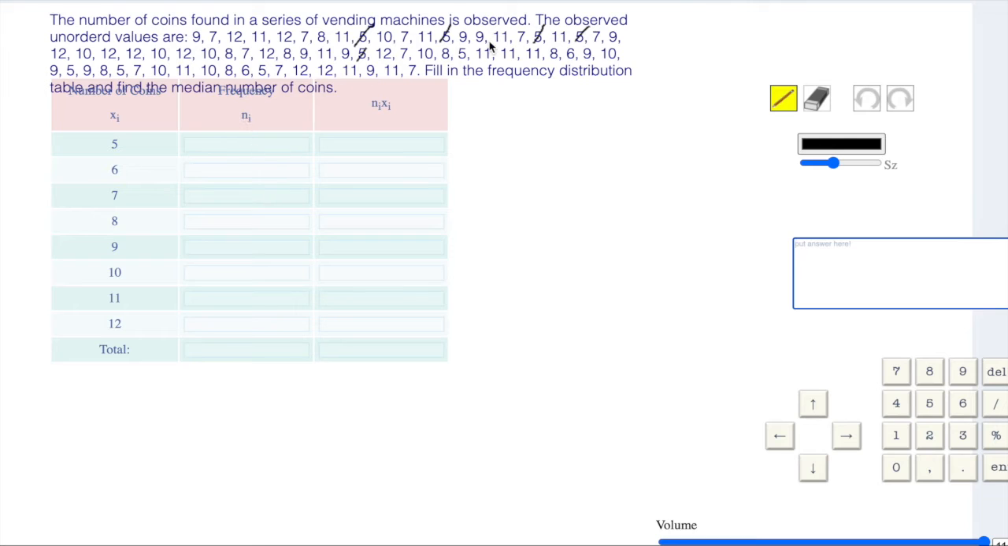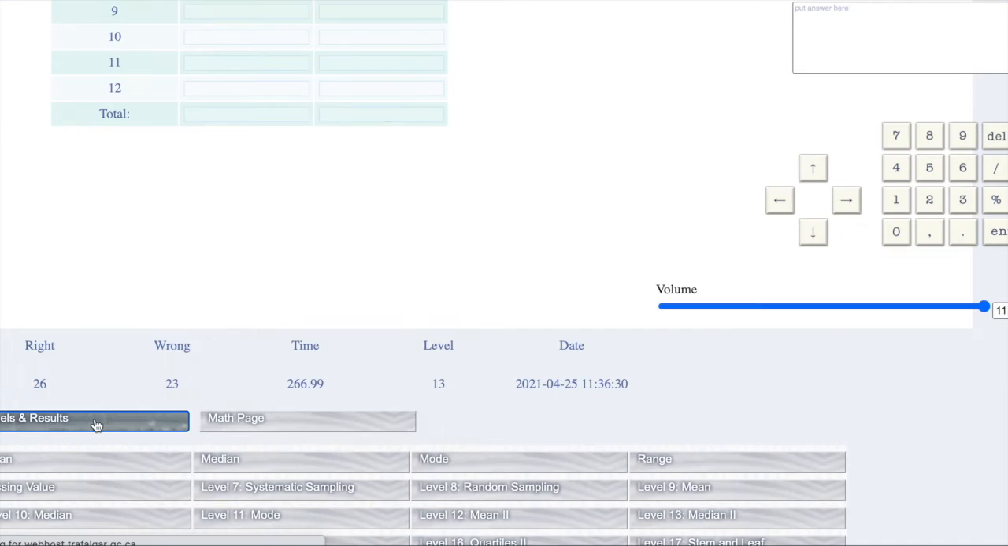Then you populate this table with those numbers. Okay, 5, 6, 7, 8. There were 8 5s, so 8 times 5. And then the total number of coins found in a series of vending machines: 8 vending machines had 5 coins, so 8 times 5, there are 40 coins in those machines. You'd fill in the whole table, and then you would find the median number of coins. Go to the next level.